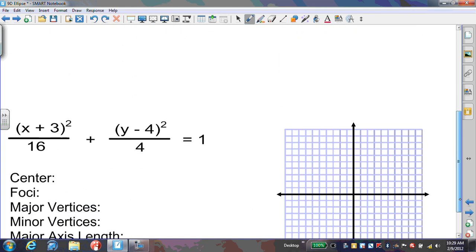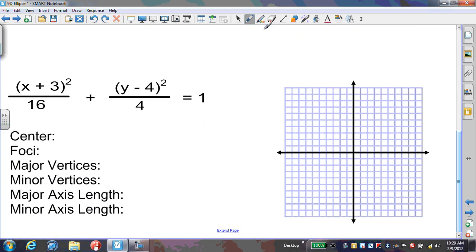Let's go ahead and show one more example here. On this one, what we want to do is put the center in at -3, 4. So back 3, up 4. Okay, and then we're going to say the bigger number is under the x, so I'm going to take the square root of 16, which is 4, and I'm going to go horizontally now and put my major points in. This is my minor axis because it's a smaller number, so I'm going to go square root of 4 up and square root of 4 down, which is 2 and 2.